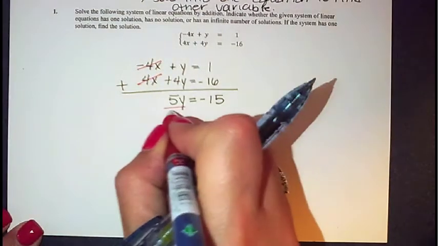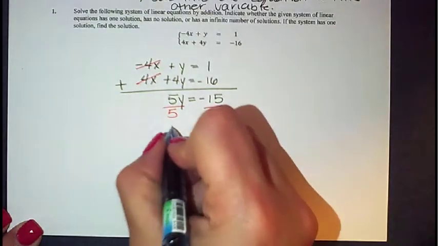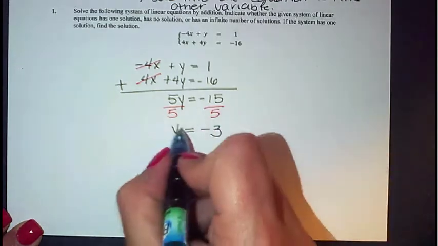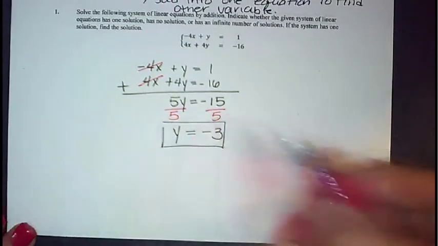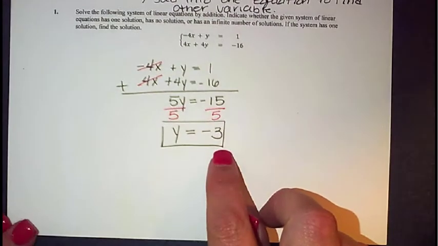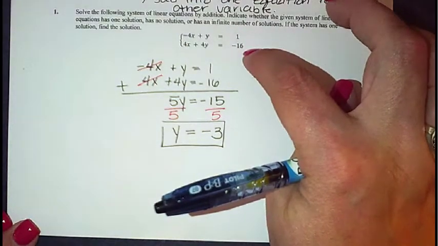We're going to divide both sides by 5, and y is equal to negative 3. So remember, when we're doing this, we're having to find both the x and the y. We don't just want one value, we want them both. Once we find one, though, all we have to do is pick one of the two equations to plug back into, and we'll find our x.